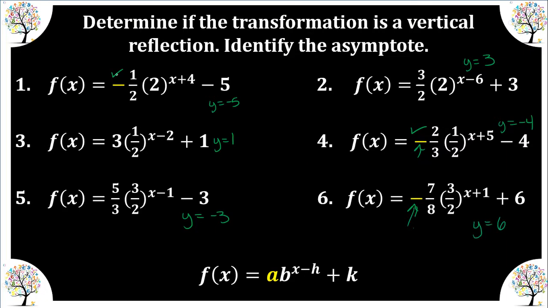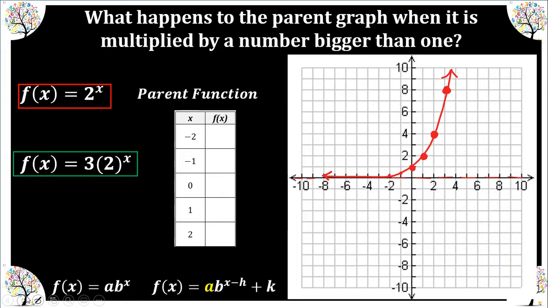Now, the ones that reflect will be reflecting across your asymptote. So when a is negative, you have a vertical reflection. Now let's look to see when our a value is more than 1.